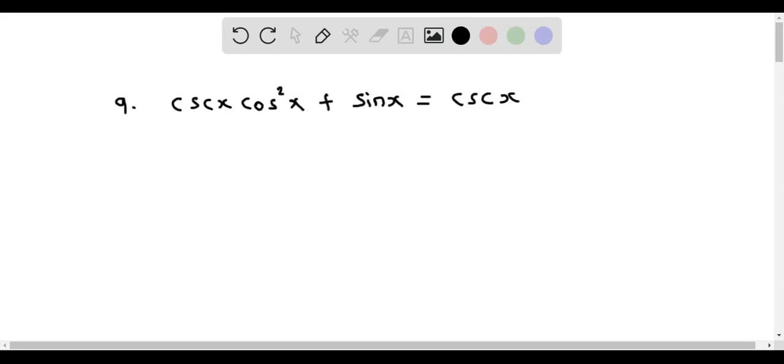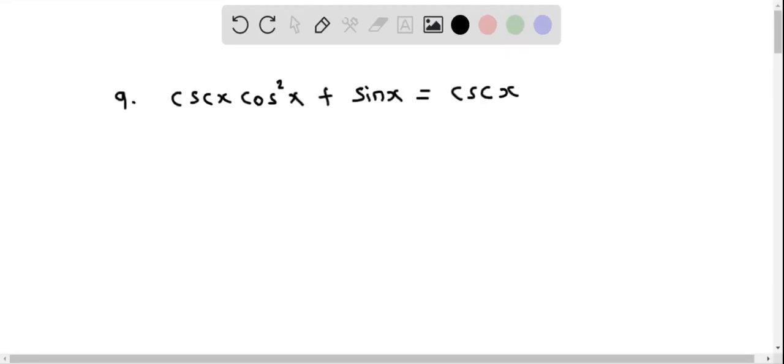Okay, so let's prove this trigonometric identity. So first, let's take the left side expression. That is, we write down LHS, and this equals cosecant x cos squared x plus sin x.